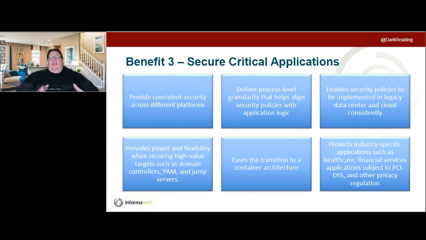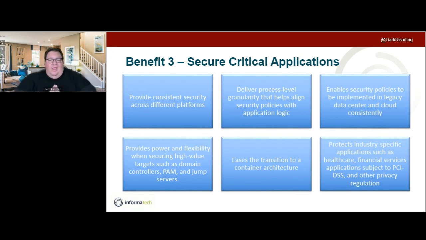We can deliver process-level granularity that helps align security policies with application logic and enables, as I said, whether we're in our legacy data center, whether we're in the cloud, whether in some halfway house like the V boxes, we can still use a consistent security policy.